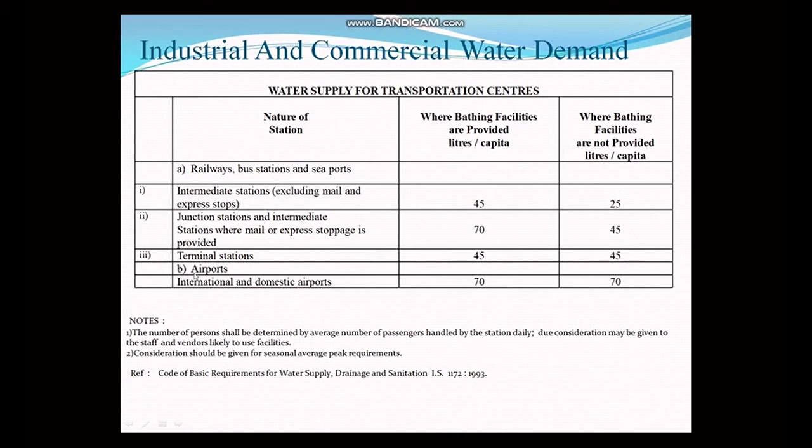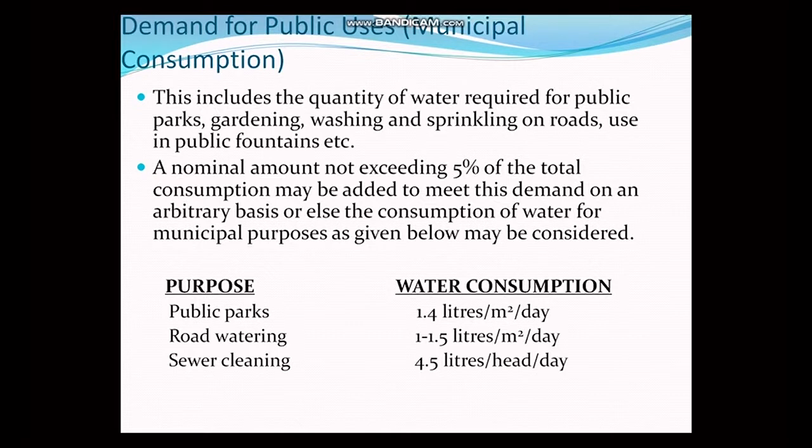And the second important category is airports. For both the international and domestic airports, the required water demand is 70 LPCD where bathing facilities are provided, and 70 LPCD where no bathing facilities are provided. And this information is acquired from the Code of Basic Requirements for Water Supply, Drainage and Sanitation, IS 1172 of 1993. Now, let us come to the demand of water for public uses.